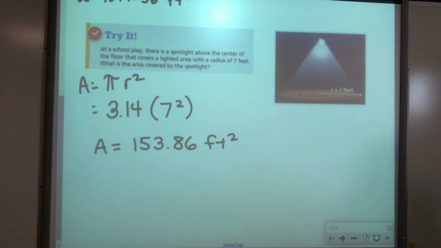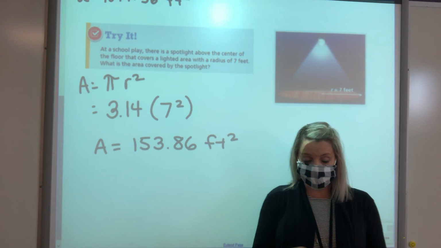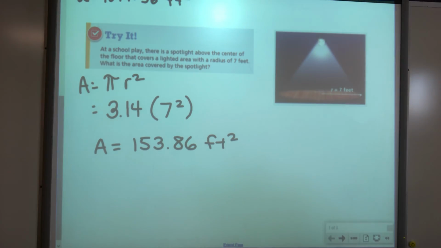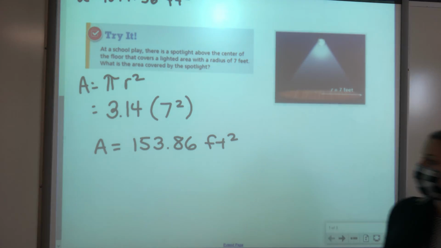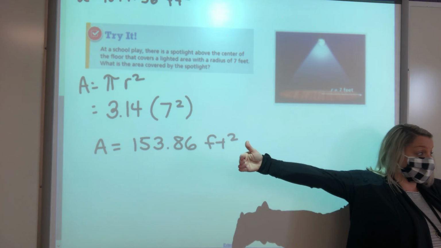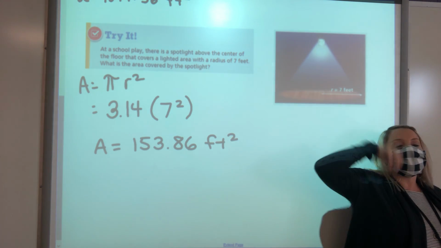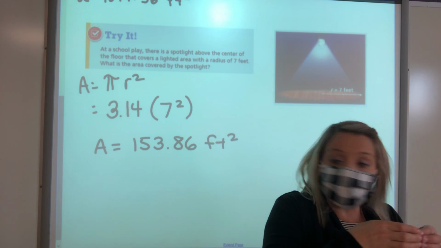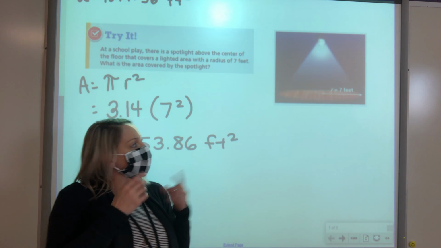So if my sister needed 3 spotlights, and she didn't want them to overlap, what would she have to do? Space them out, or maybe put them up higher. So if she's got 3 spotlights, 153.86 times 3, she's got to make sure her stage is over 465 feet because she's going to need some space in between, so they don't overlap. Now, it depends on if she raises or lowers the spotlight, the radius can get smaller, right? So that's what we had to figure out when we did this math problem.